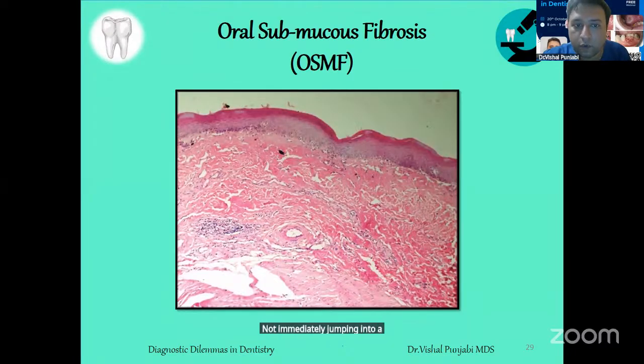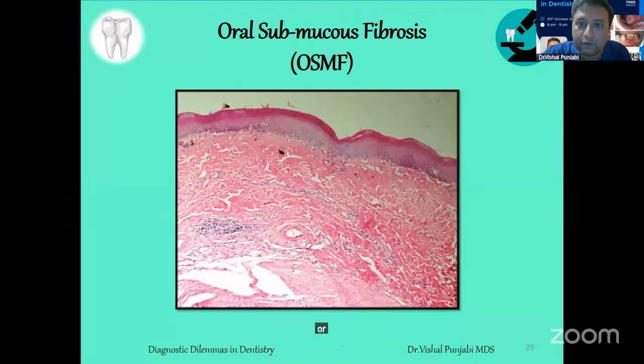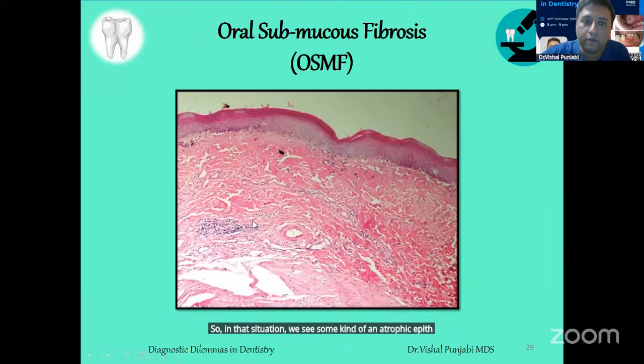But what do we see? What do we look for if we are taking a biopsy on any suspicious part, especially where there is an erythema, where there is a red patch, or anything which is an alarming red color? In that situation, we see some kind of an atrophic epithelium. We see a lot of features where there is thick, dense fibrosis in the connective tissue area here.